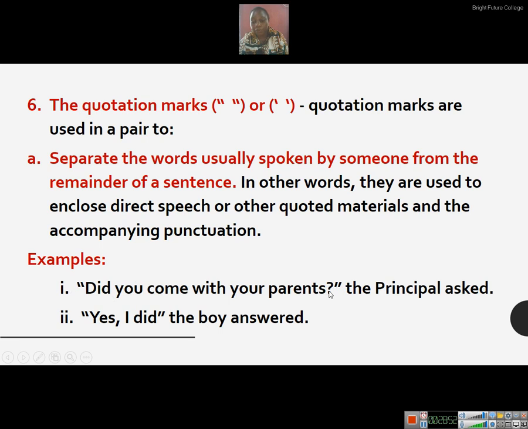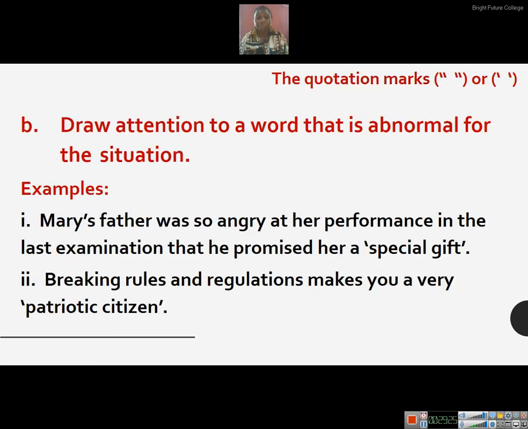"Did you come with your parents?" the principal asks. The next one is, "Yes, I did," the boy answered. We have the quotation mark open here and close here for direct speech. When you want to write it exactly the way the person said it, you have to use quotation marks. And the quotation marks will separate the direct speech from the reporting utterance or from other words in the sentence.